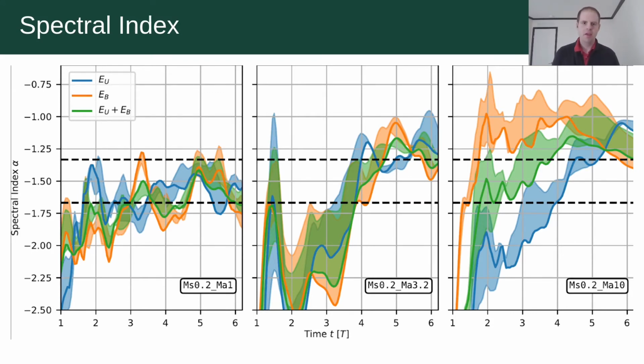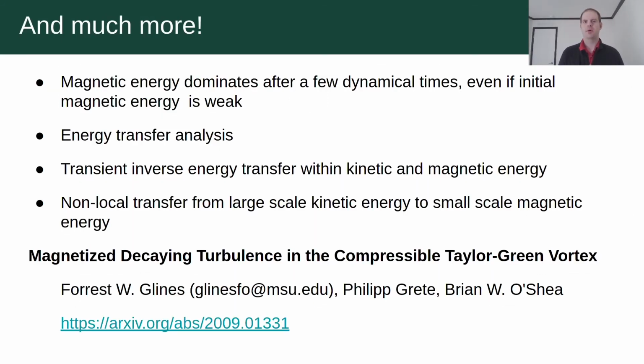For example, here we show the spectral index over time from 3 simulations, where the initial kinetic energy is equal to the magnetic energy on the left, where the initial kinetic energy is 10 times more than the magnetic energy in the middle, and 100 times more kinetic energy on the right. When the initial magnetic energy was weak, the spectral index after several dynamical times was flatter, reaching a k to the minus 4/3 scaling. And that's just one result.